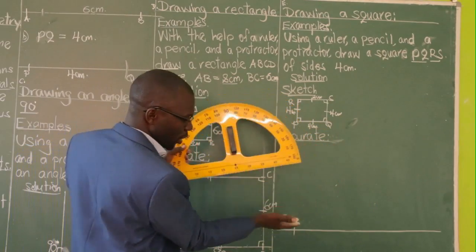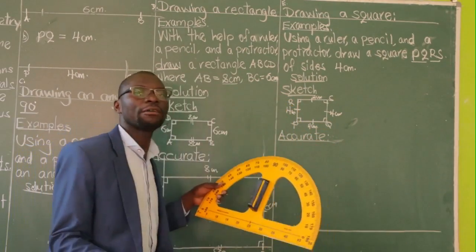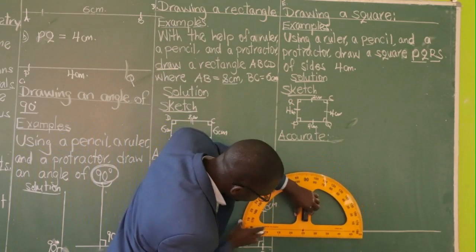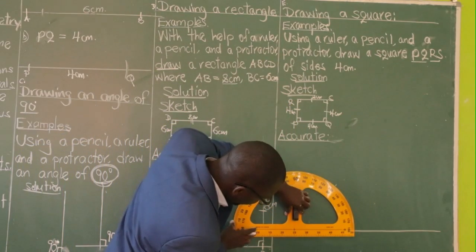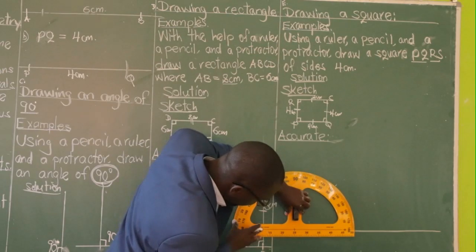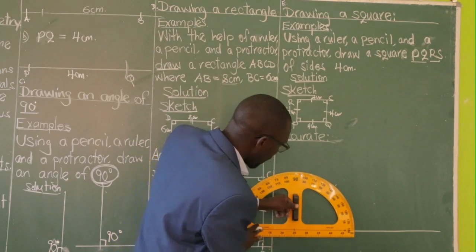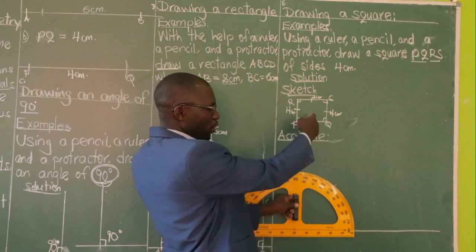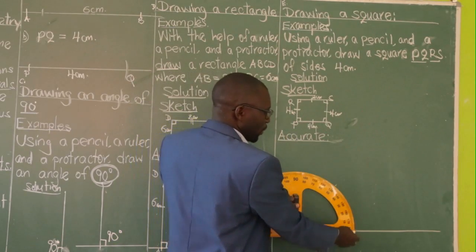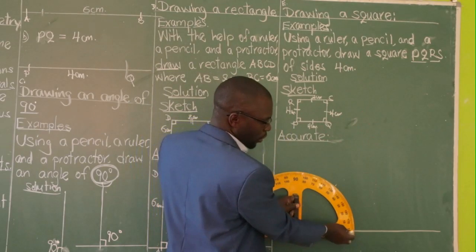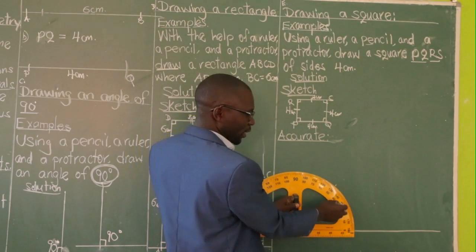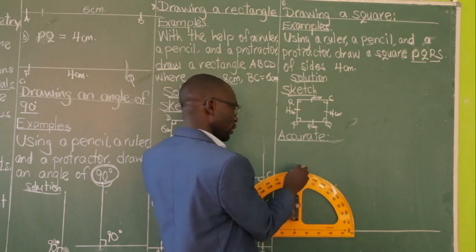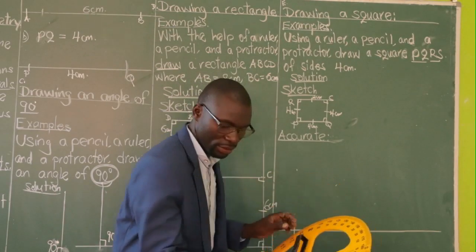Make sure it is exactly on this baseline that you have drawn. So we are going to put a protractor here and make sure that point is exactly that point you have put. And then because we want our 90 degrees inside the square, we are going to count from the right hand side. So 0 is here, 10, 20, 30, 40, 50, 60, 70, 80, 90. So we mark 90 degrees there.